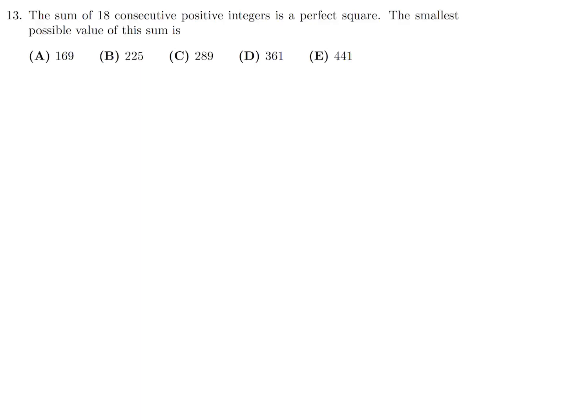The sum of 18 consecutive positive integers is a perfect square. The smallest possible value of the sum is. So we have n plus 1, n plus 2, and there's 18 of them, all the way up to n plus 17. And that is going to be a perfect square, so x squared.